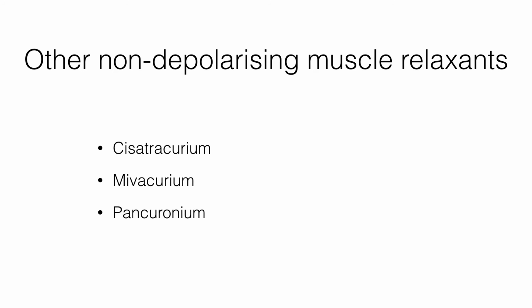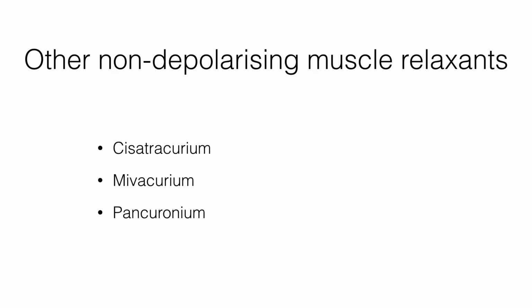Mivacurium is given in a dose of 0.15 to 0.2 milligrams per kilogram. It's a similar onset of action to atracurium, but has a shorter duration of action, lasting about 15 minutes. When it's used, histamine release is relatively common though.